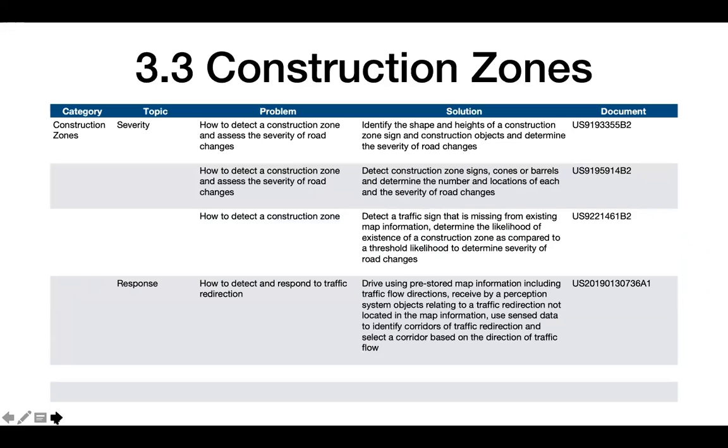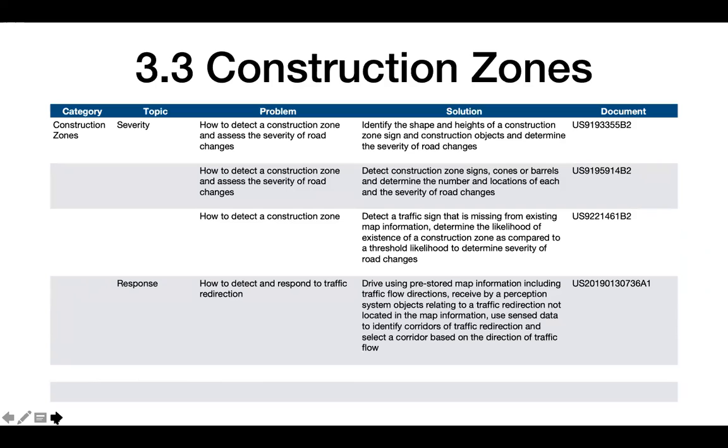Next, with construction zones, just identifying them isn't enough. We also want to know the severity of the construction zone. And so we have a few ways of detecting that. I can identify the shape and the heights of the construction zone sign and the objects, and from that I can calculate a severity, or I can detect construction zone signs and cones and barrels, and based on the number of them and the location of them, that will be used to determine the severity.